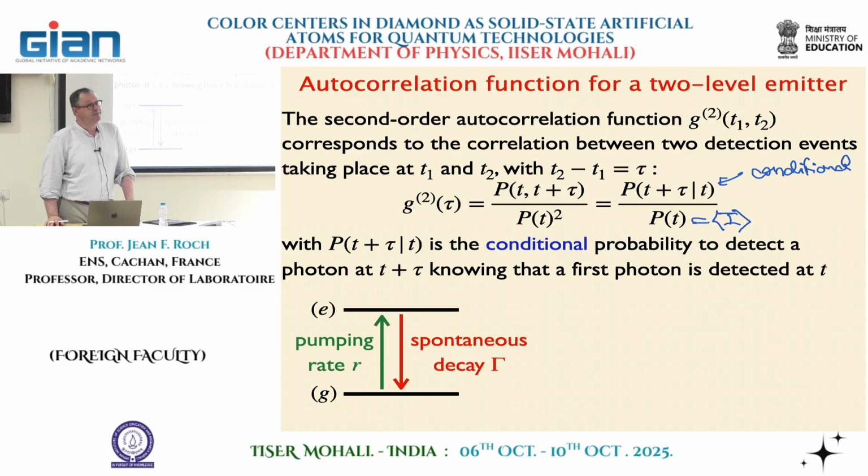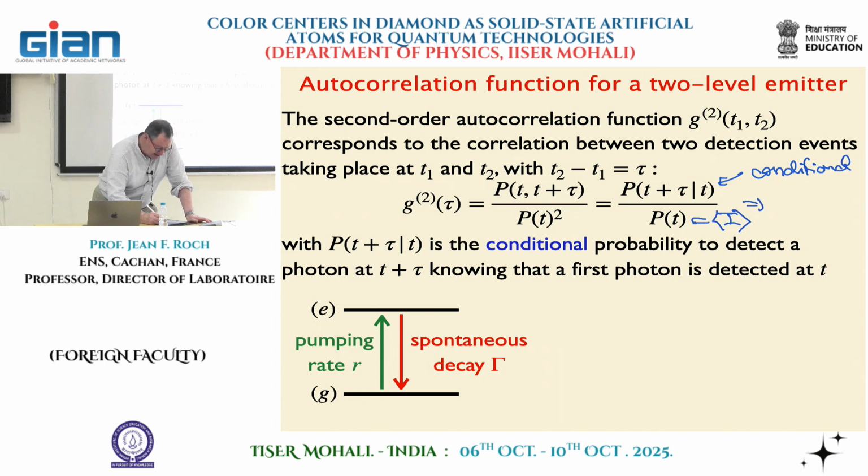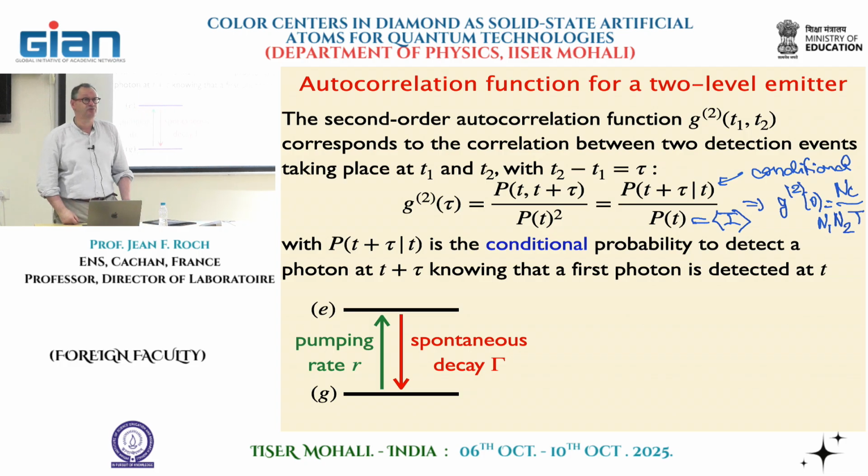Okay? So you have a very simple way now to measure that. Using all your clicks, you can evaluate this conditional probability. It's not difficult. And you just also detect the counting rate, and you have the experiment. Basically, you can show that G2 at 0 is the number of coincidence clicks divided by the number of clicks on one detector, times the number of clicks on the other detector, times the duration of your measurement, T.